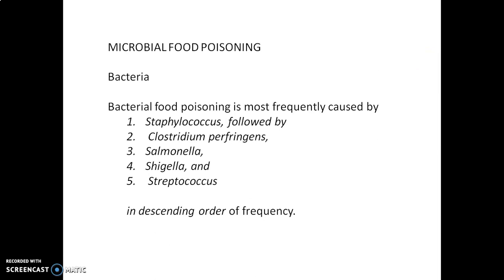So now let us see about the various microbial food poisonings. Here only an introduction I will cover in this class, and in the next class I will take one example and explain it. Example is bacteria. Bacterial food poisoning is most frequently caused by Staphylococcus, followed by Clostridium perfringens, Salmonella, Shigella and so on. So in the descending order of frequency they will cause food poisoning.